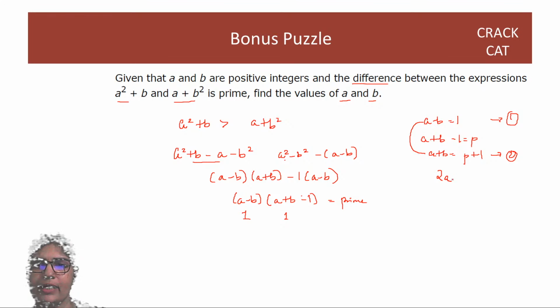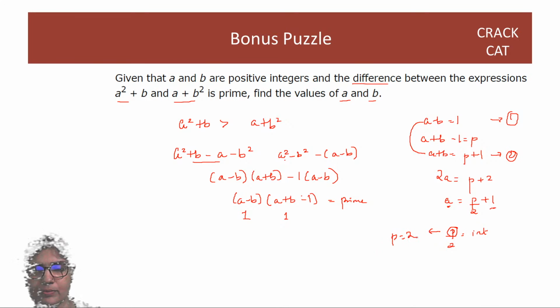then I get 2a is equal to p plus 2, and hence a is equal to p by 2 plus 1. Now a is an integer, 1 is an integer, so p by 2 has to be an integer, which means that p has to be even. Now the only even prime that we know of is 2, so p has to be 2. And once I substitute 2 here, a has to be 2, sorry. Substituting a as 2 here, we'll get b is equal to 1.